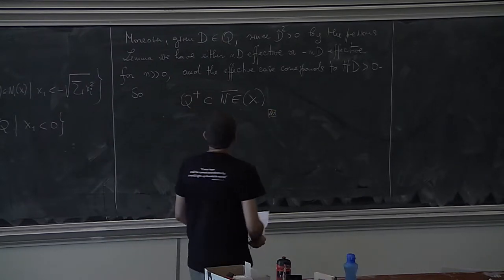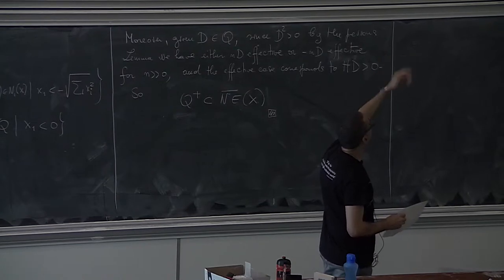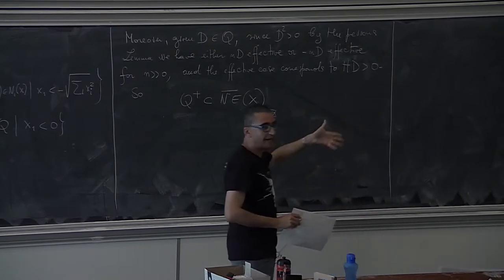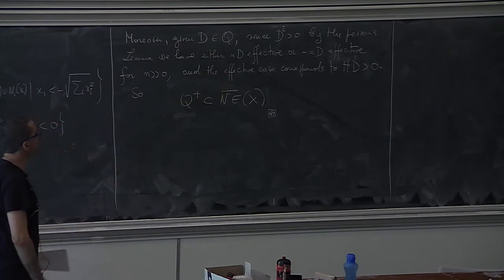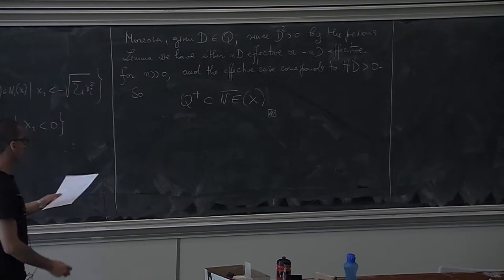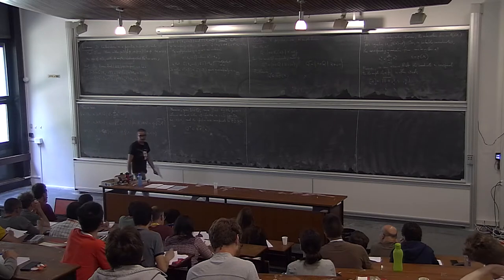Okay? Because the divisors of Q plus have positive intersection with the ample classes, so they are the effective ones. The other ones are not effective. So, as a consequence of this, we can write down the cone of curves of an abelian surface, a general one.